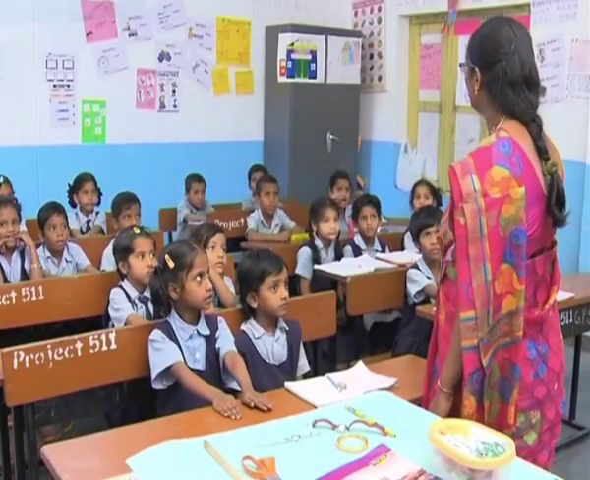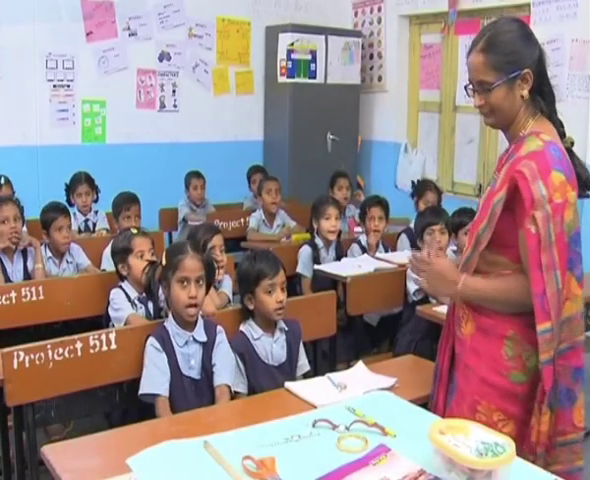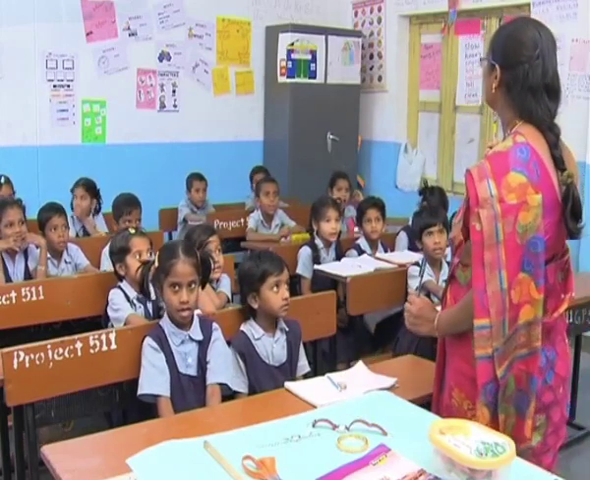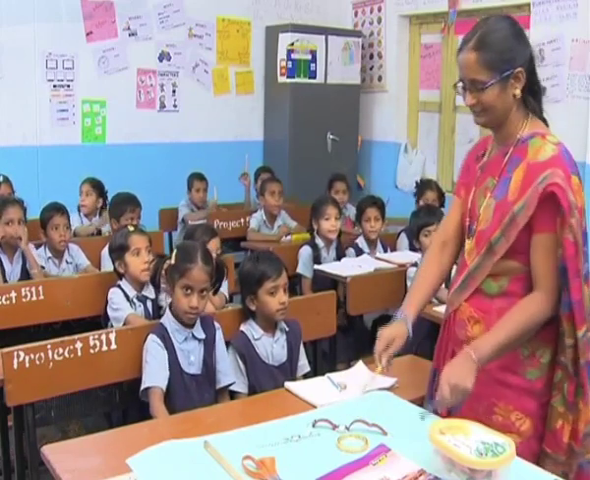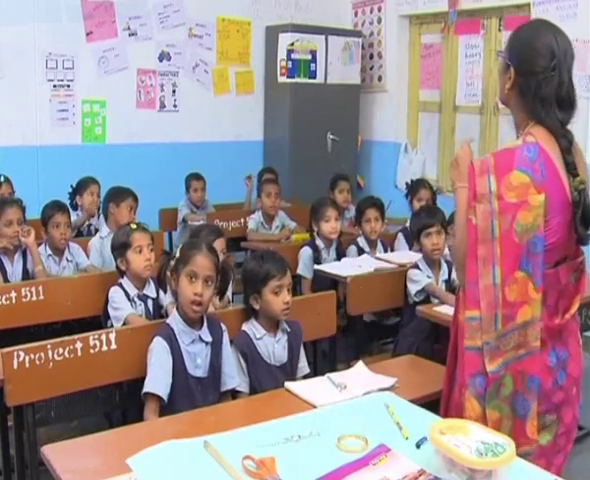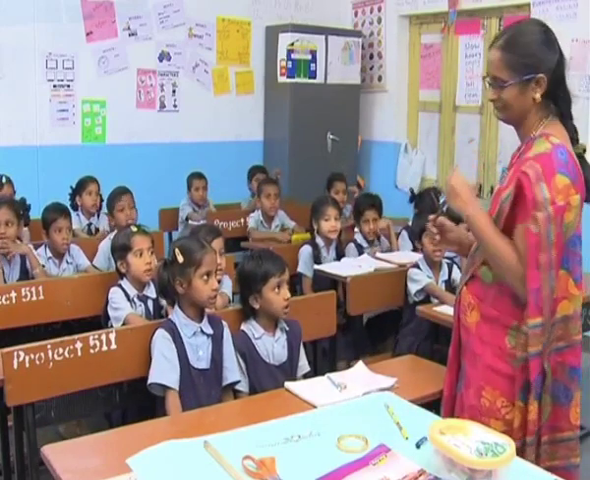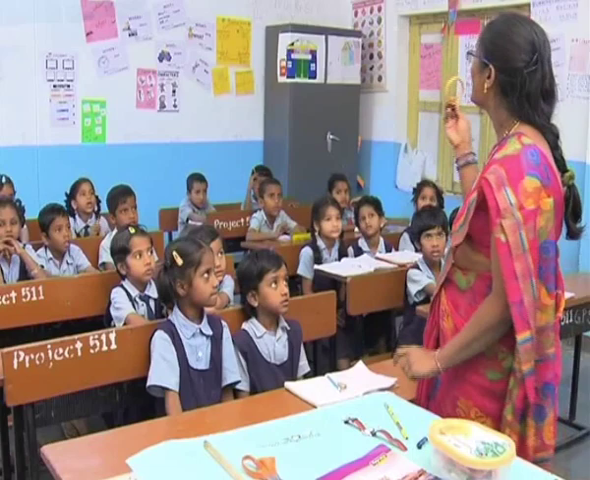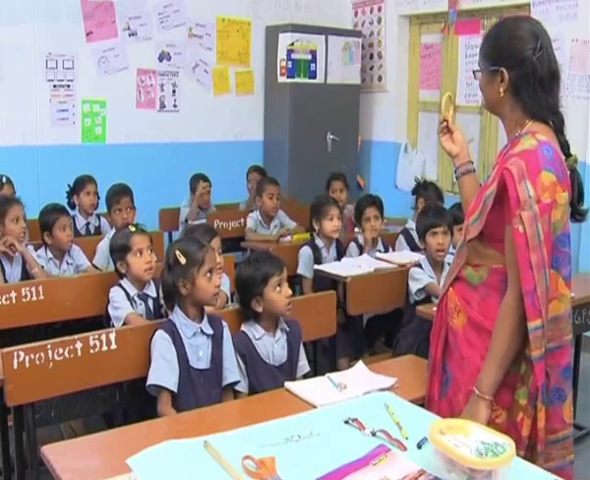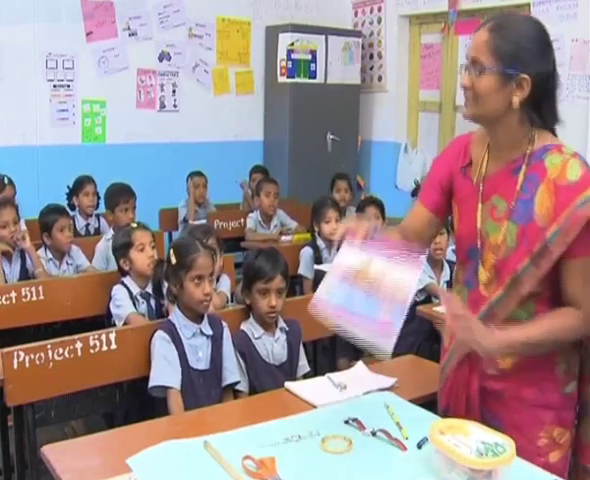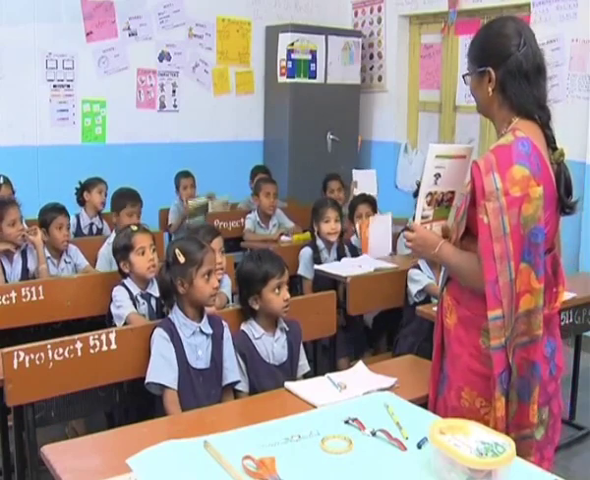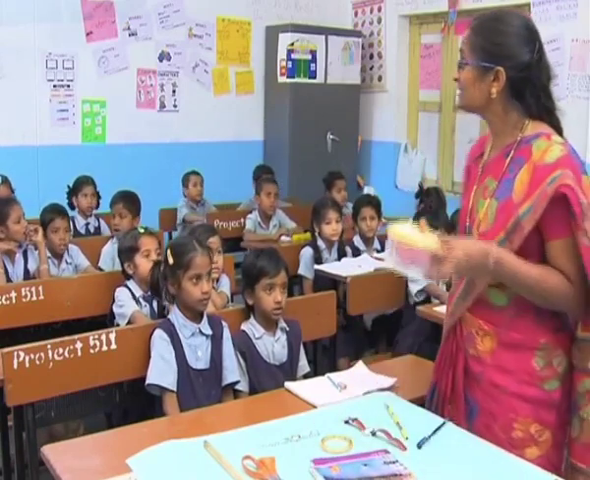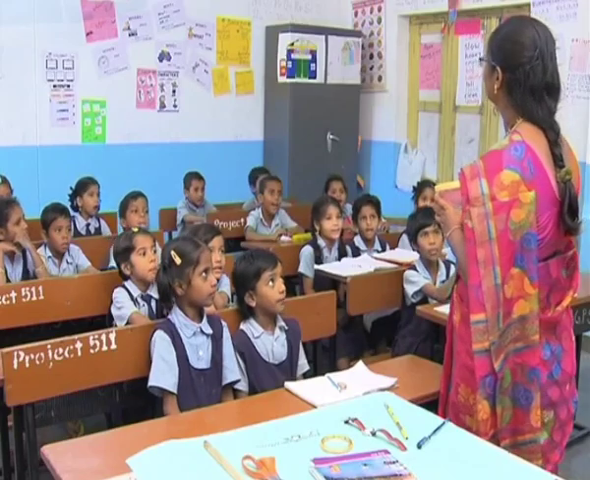This is a pen. This is a pen. This is a pencil. This is a pencil. This is a watch. This is a watch. This is a bangle. This is a bangle. This is a book. This is a book. What is this? This is a box.